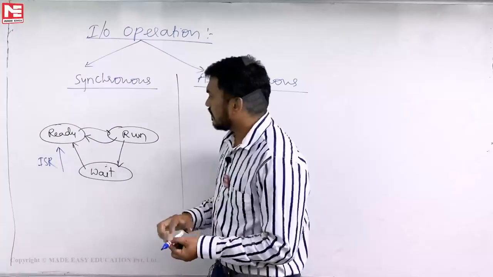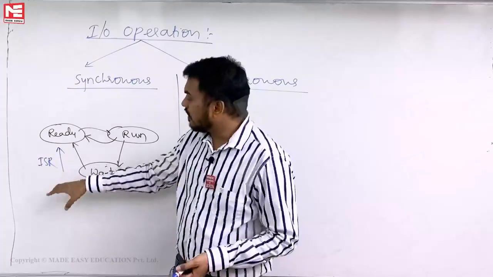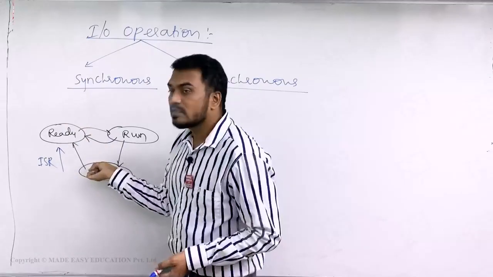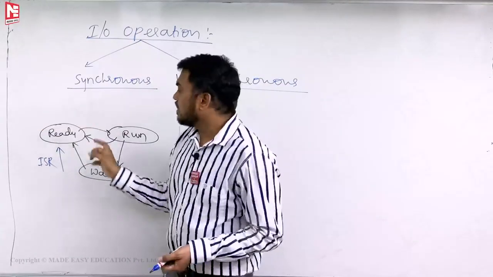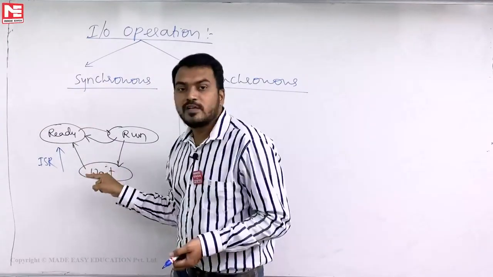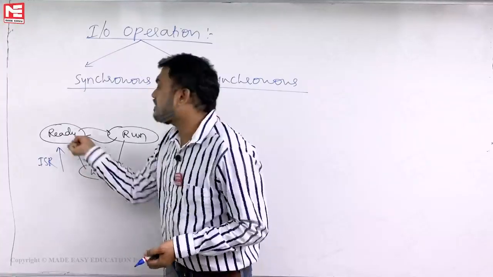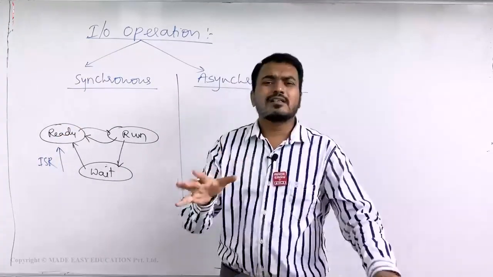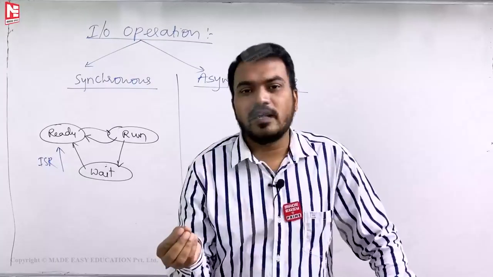An interrupt service routine, ISR, will be initiated, which brings the process from block state to ready state. Is that clear? So once the IO operation is complete, who brings the process from here to there? ISR. So what is this ISR? It is just like an event handler.